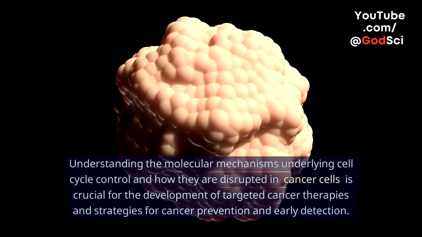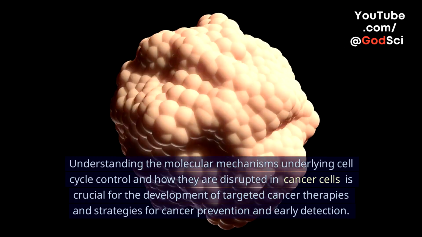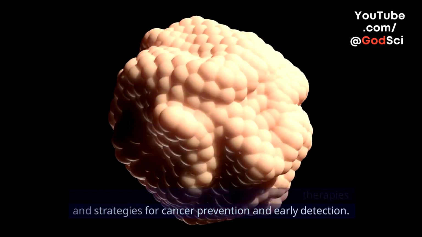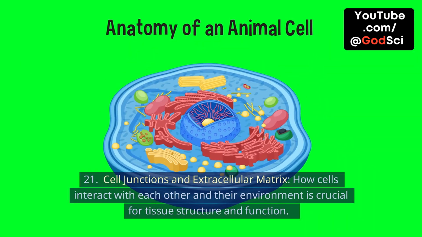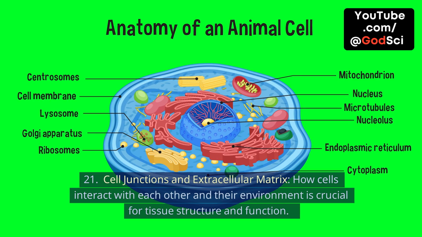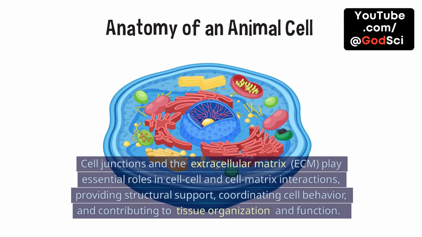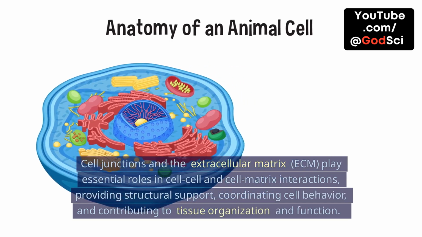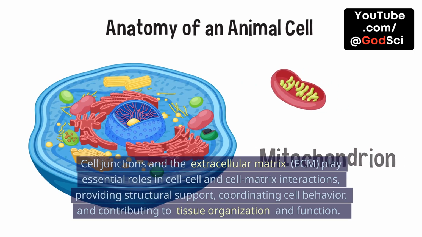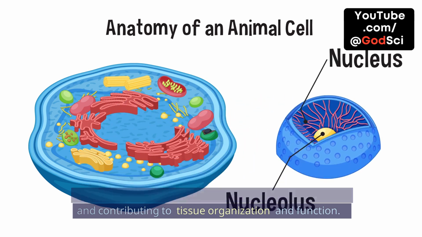Understanding the molecular mechanisms underlying cell cycle control and how they are disrupted in cancer cells is crucial for the development of targeted cancer therapies and strategies for cancer prevention and early detection. 21. Cell junctions and extracellular matrix. How cells interact with each other and their environment is crucial for tissue structure and function. Cell junctions and the extracellular matrix, ECM, play essential roles in cell-cell and cell-matrix interactions, providing structural support, coordinating cell behavior, and contributing to tissue organization and function.